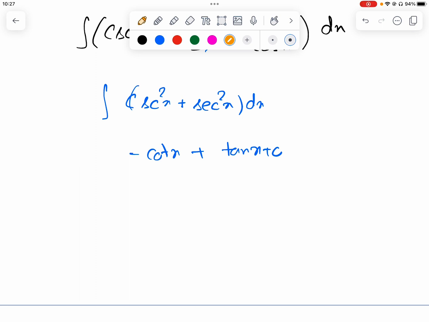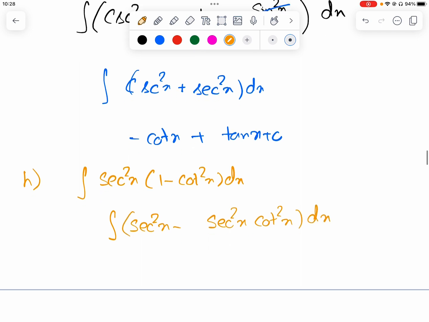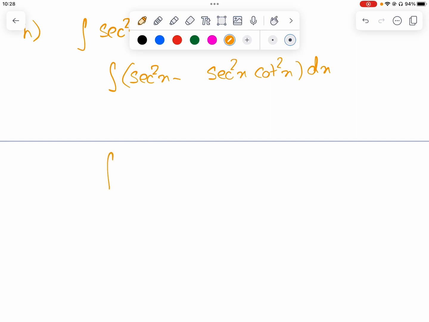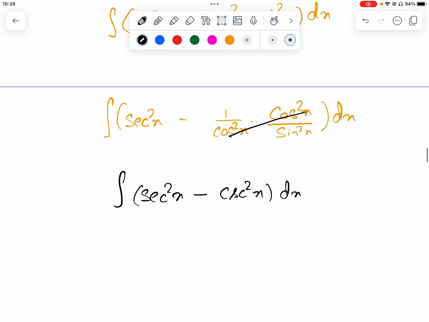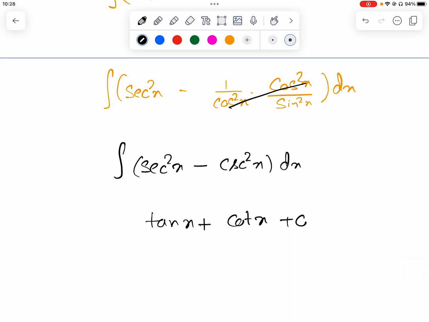Next, H, integral of secant square x times (1 minus cot square x) dx. Secant square x times 1 is secant square x, minus secant square x cot square x, dx. Secant square x is 1 upon cos square x, and cot square x is nothing but cos square x upon sin square x. Now cos square x gets cancelled. So the integral of secant square x minus 1 upon sin square x, which is cosecant square x. The integral of secant square x is tan x, minus the integral of cosecant square x, which is minus cot x, plus c. Minus of minus becomes plus cot x plus c.